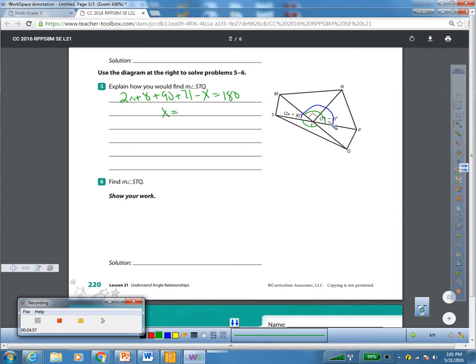And I could figure out what this angle is then. And then plus my 90, that's going to give me that angle, which is also vertical. So those angle relationships are important, and that equation piece.